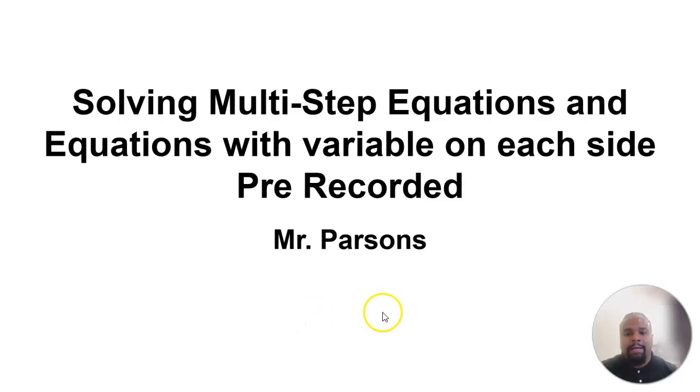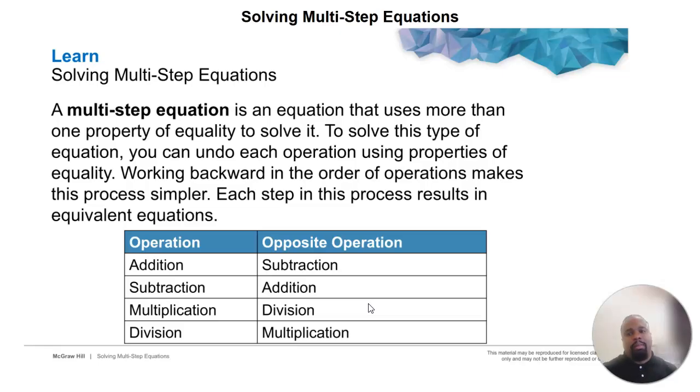I just want to take a few minutes to talk to you about solving multi-step equations and equations with variables on each side. We know that a multi-step equation is an equation that uses multiple steps in order to isolate your variable. And so you want to think about the process of doing a multi-step equation. We're going to talk about that process in just a moment. But you use the process of what you call inverse or opposite operations in order to isolate your variable. That's the goal, to get the variable on one side of the equal sign by itself.